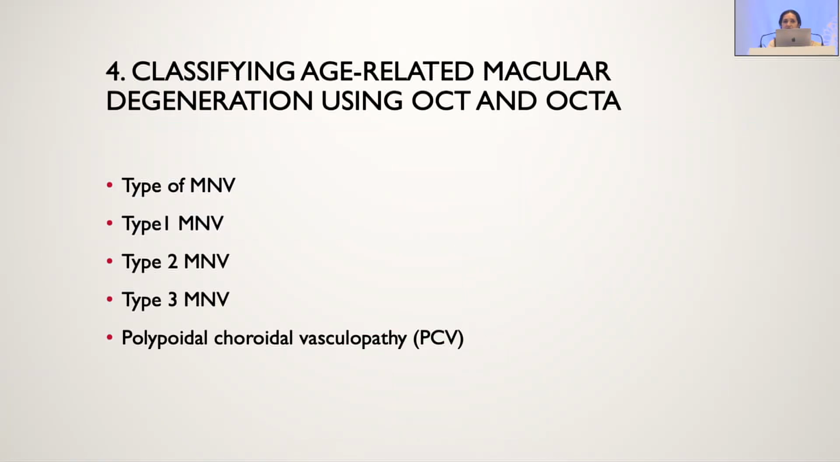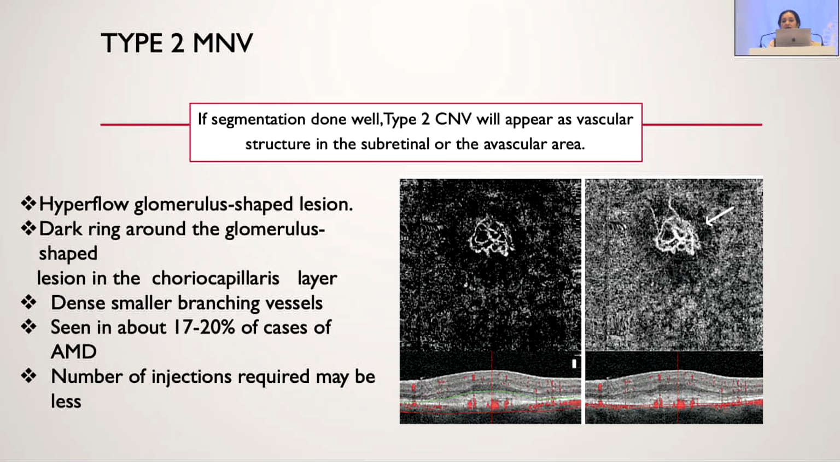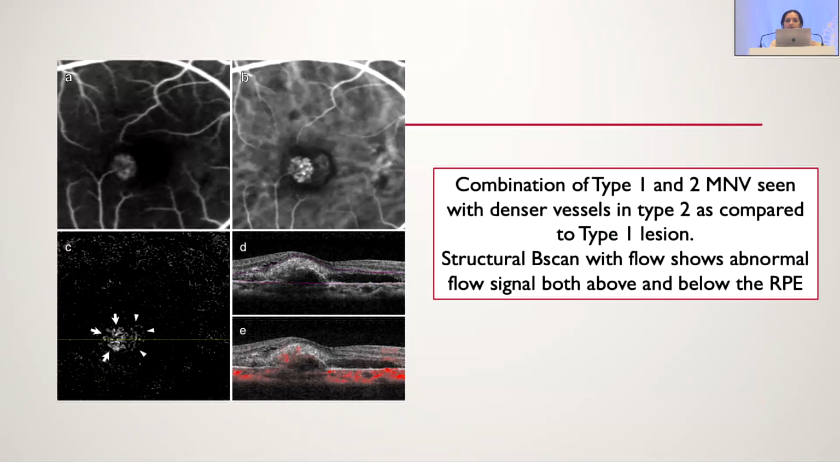You can classify them, as I described, into types of neovascularization. This is important because the response to therapy of a type 2 MNV would be different from that of type 1. As I said, type 3 responds very well, type 2 will respond well to anti-VEGF, and type 1 will need multiple injections. So you can prognosticate cases, and you can explain to your patient based upon these OCT angiogram findings.